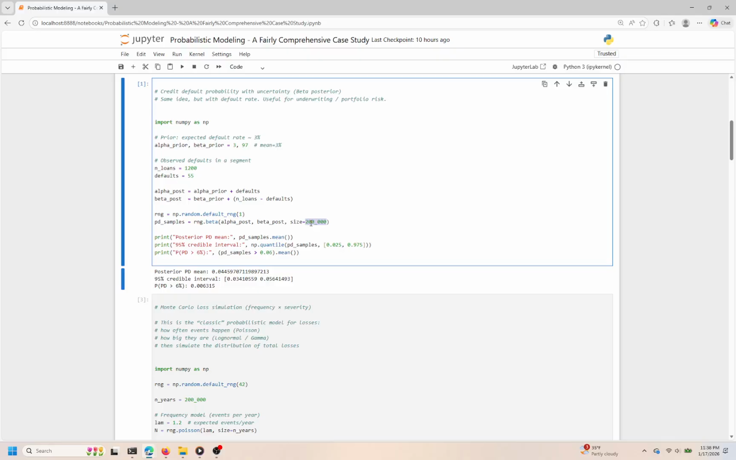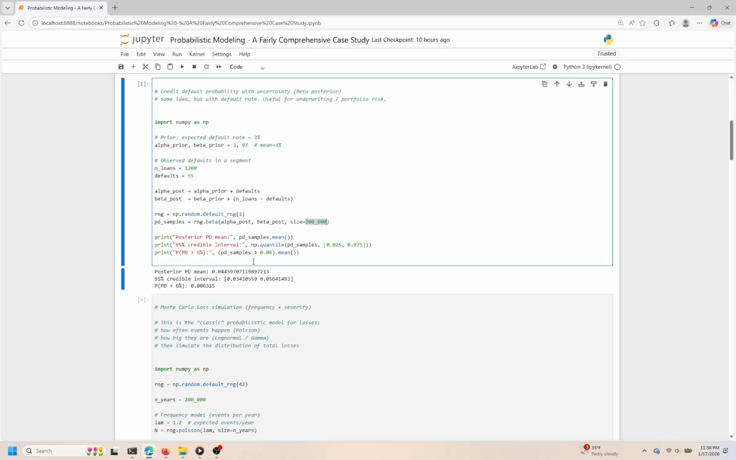The next steps involve some interesting calculations. First, we compute the mean of these posterior samples to find our central estimate, which gives us an average default probability based on the evidence we have. We also calculate a 95% credible interval, which provides a range where we can expect the true default probability to lie. This interval is particularly informative as it indicates the uncertainty around our estimate.